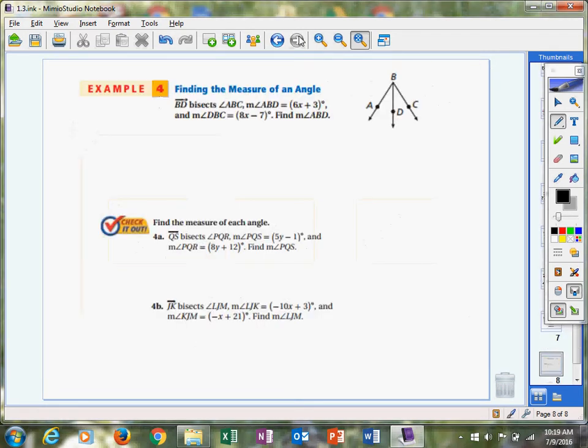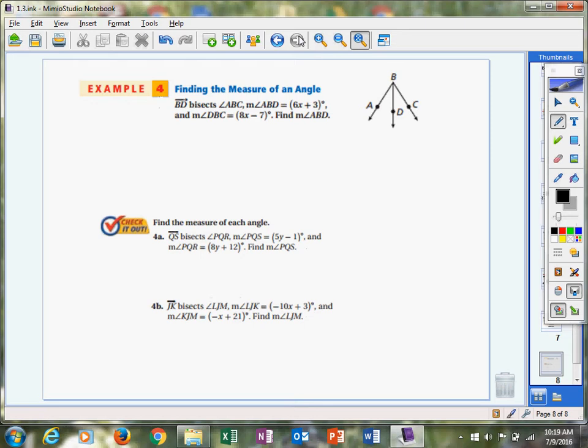Okay, let's get to example 4. This is easy. I'm going to do example 4, and I'm going to leave the check it outs for you guys. I think you're going to find this to be quite simplistic. All right, so let's take a look. Finding the measure of an angle: ray BD bisects angle ABC.